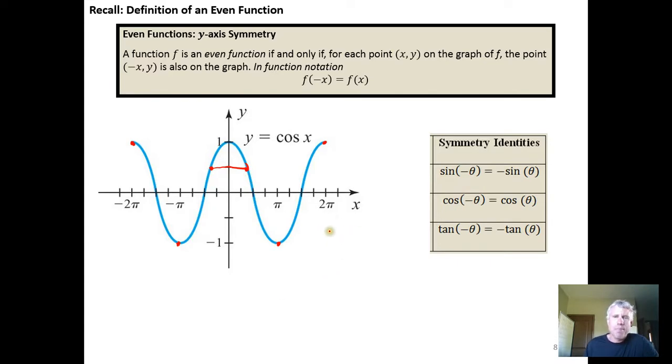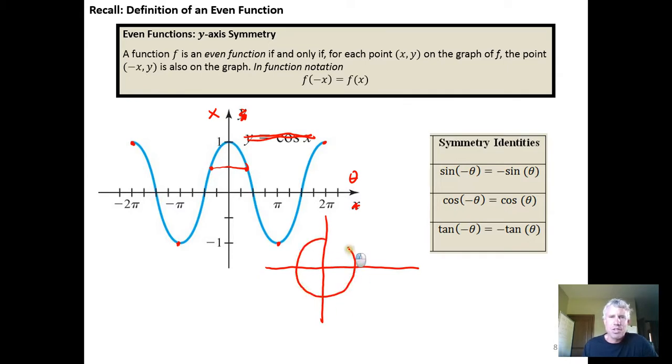We can understand why that's the case if we think about the unit circle. If we're being super careful, when we plot the cosine function, the horizontal axis is actually the theta axis, and the outputs are the x-coordinates on the unit circle. That's what the cosine function is. If you sweep through some angle theta and get to a point x, y, the cosine of theta is equal to that x-coordinate.